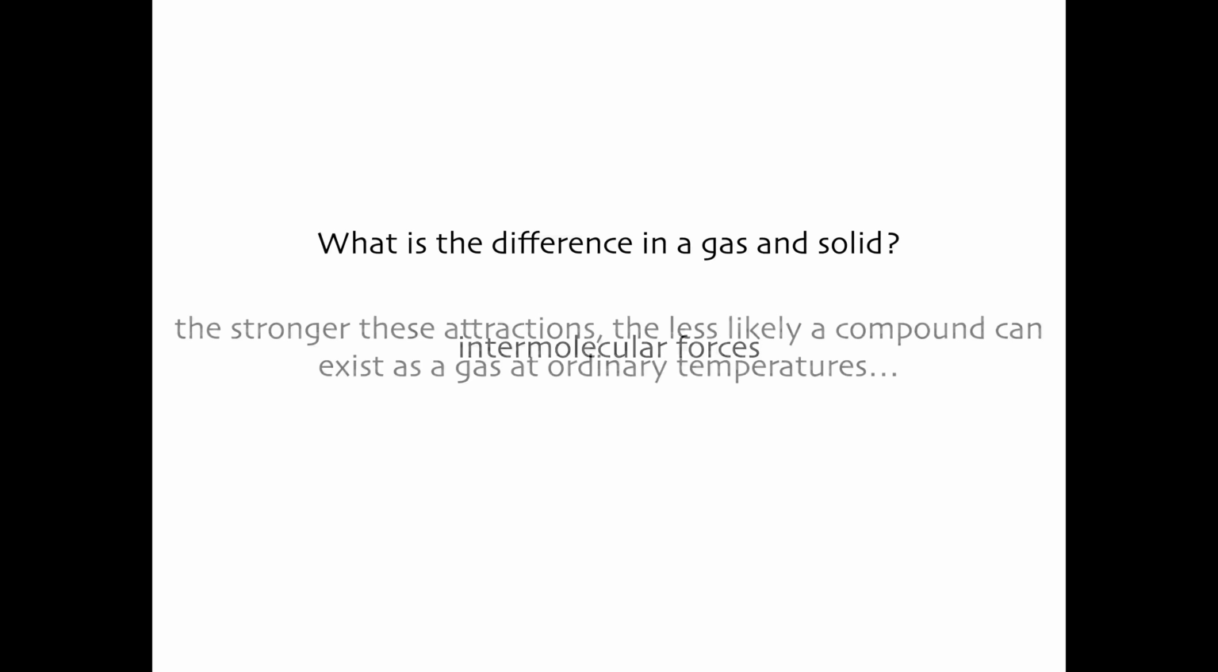So the difference between a gas and a solid is the intermolecular forces. The stronger these attractions, the less likely a compound can exist as a gas at ordinary temperatures. What that means is that as a compound collides with another compound, as they come into contact, are the intermolecular forces strong enough that they stay together? Or are they weak enough that when they collide, they just bounce off each other and remain as a gas? Because if you have enough of these molecules that come in contact and attract and stay together, you eventually form a solid.